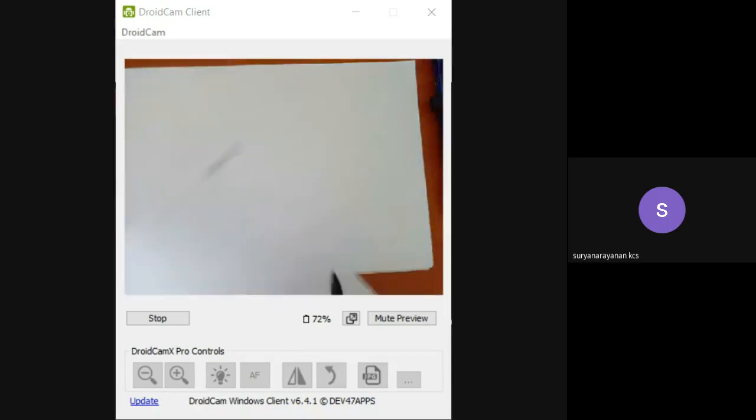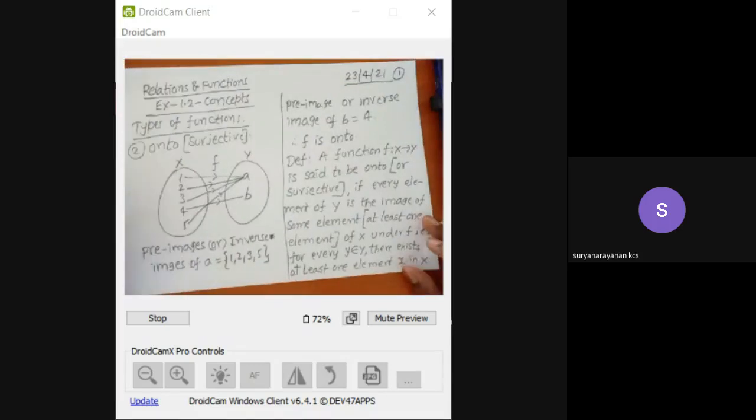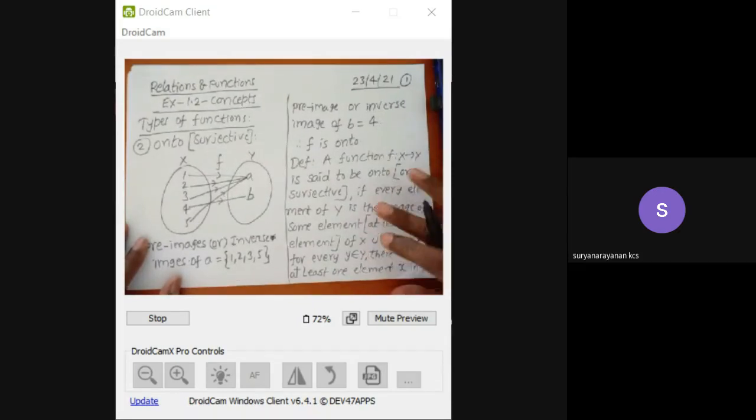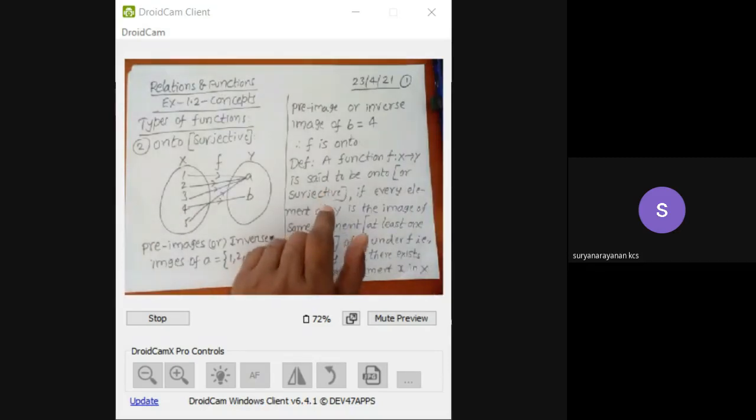Now come to this definition, my dear children. You have to memorize this definition well. At least memorize these 3 lines. In the textbook, the definition of an onto function was given in 3 lines. Once I read this definition, all of you listen carefully.